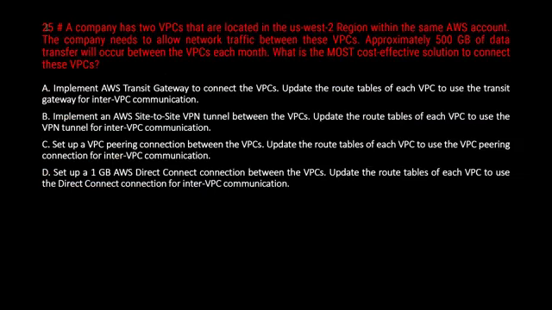Okay, 25th question. A company has two VPCs that are located in the US West 2 region within the same AWS account. Okay, same region, they have two VPCs in the same account. The company needs to allow network traffic between these two VPCs.